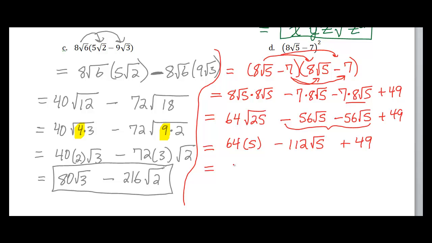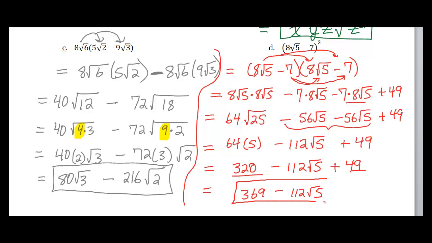All right, so we get 320 when we multiply the 64 times the 5, minus 112 square roots of 5 plus 49. And if we combine the 320 and the 49, we'll get 369 minus 112 square roots of 5, and this will be considered our final answer.